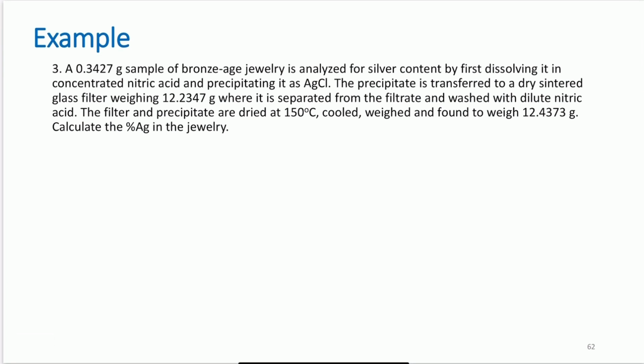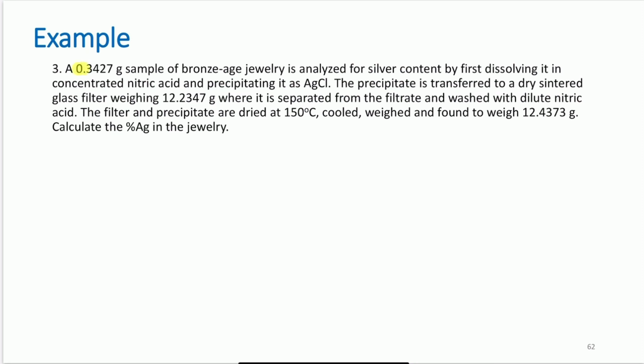Okay, a 0.3427 gram sample of Bronze Age jewelry is analyzed for silver content by first dissolving it in nitric acid and precipitating it as silver chloride. The precipitate is transferred to a dry, sintered glass filter weighing 12.2347 grams, where it is separated from the filtrate and washed with dilute nitric acid. The filter and precipitate are dried at 150 degrees C, cooled, weighed, and found to weigh 12.4373 grams. Calculate the percent silver in the jewelry.